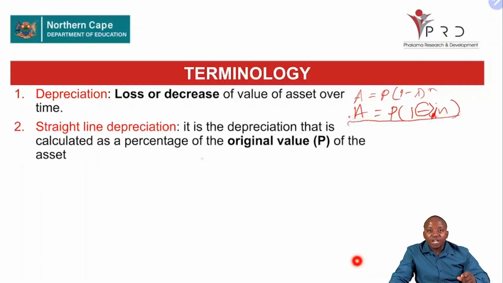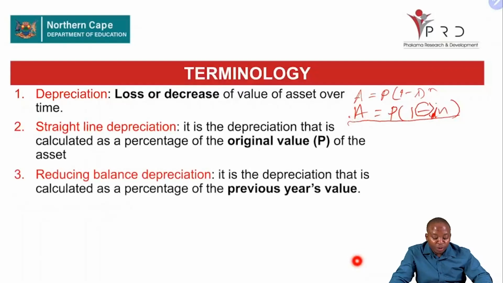So it does not change. It's a straight line. That means if the depreciation is 5,000, maybe the vehicle will lose 5,000 this year. Next year, it will also lose the same 5,000. Third year, lose 5,000, continuous, just like that. This is our straight line depreciation.